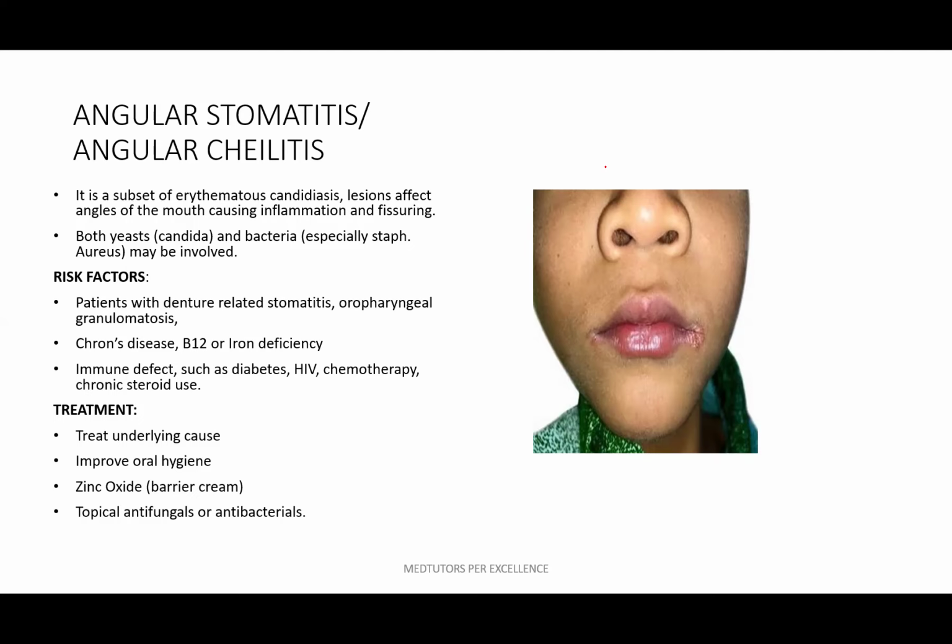You can't be treating the angular stomatitis in the malnourished. You've not given the child food. You have to correct the immunodeficiency first, and you have to improve oral hygiene. If the patient has poor oral hygiene, you have to improve it. Okay? Then you apply zinc oxide. It's a cream. You apply it at the edge of the mouth, and you can use topical antifungal or antibacterial agents.